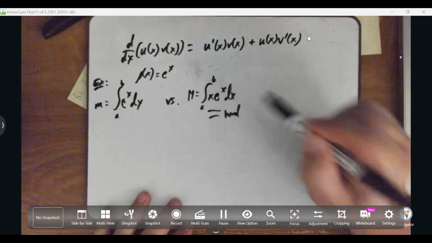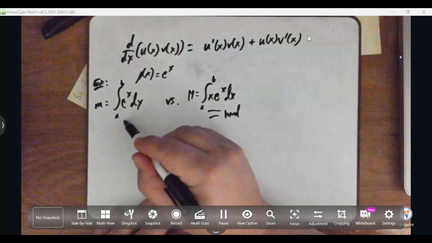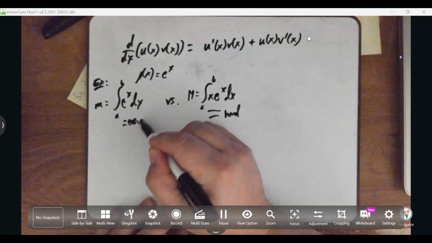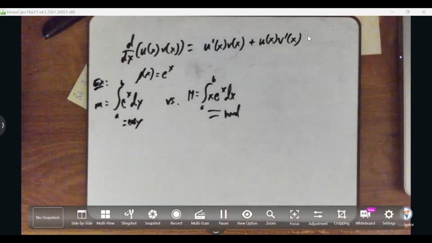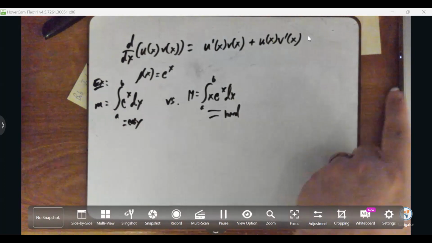This is hard at this point. This is easy. It's e to the x. Simply adding an x to it suddenly turns it into something more complicated. Okay, and that's where integration by parts comes in.